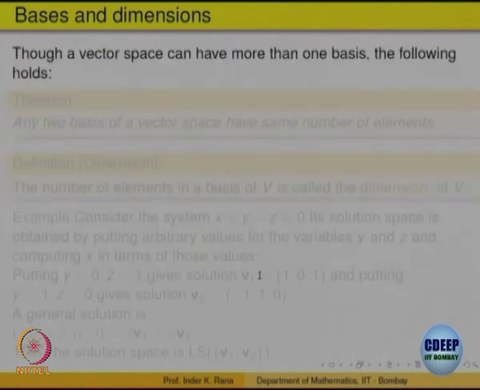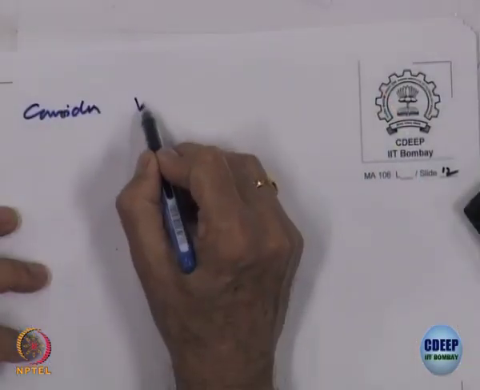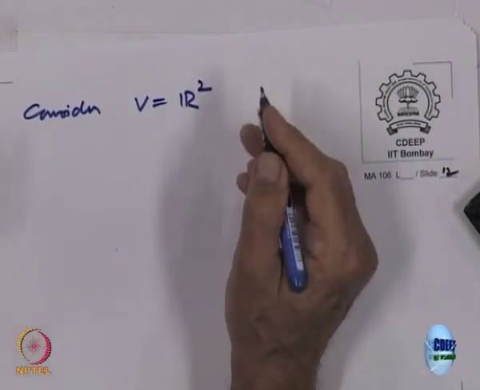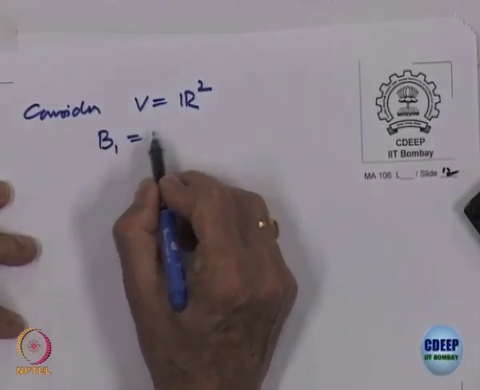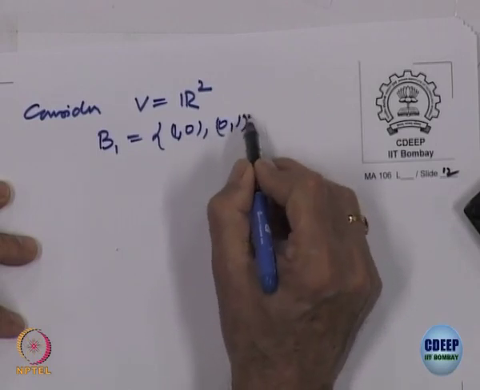So, now we said a vector space can have more than one basis, we saw that. So, let us construct one more example. Consider V equal to R 2 itself. I think we have done a lot of examples for R 2, but it is good. Let us look at the set B 1, which is (1, 0) and (0, 1).